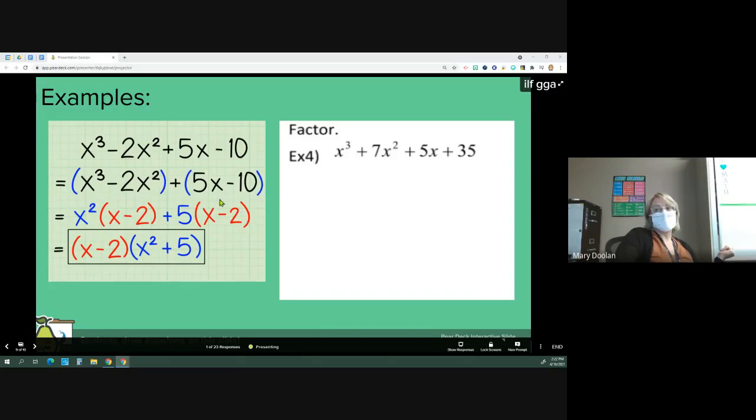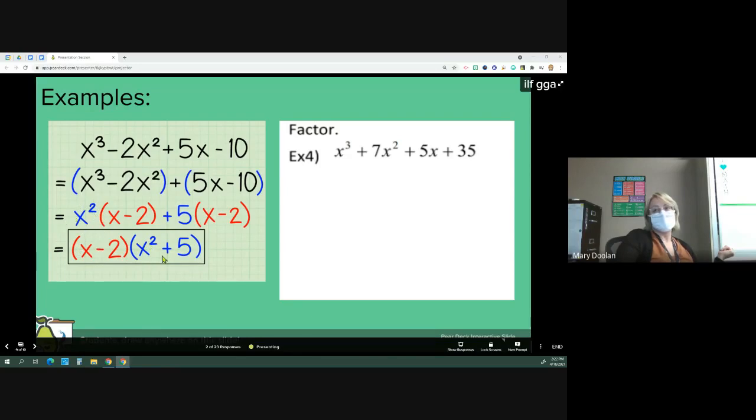Now, by doing this, it's given us something that we saw yesterday and that we've seen in the warm-up today. It's a common binomial. It's a common factor of x minus 2. So at this point, we can divide out x minus 2 from both of these terms. And then x minus 2, you write first in parentheses. And then what's left over is in blue.